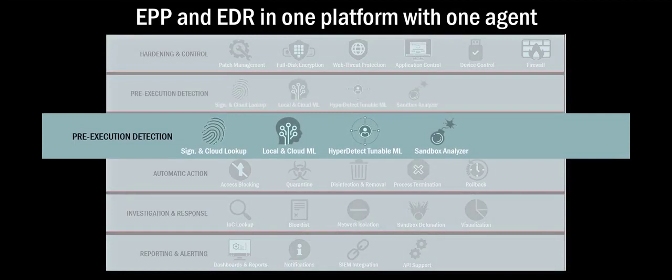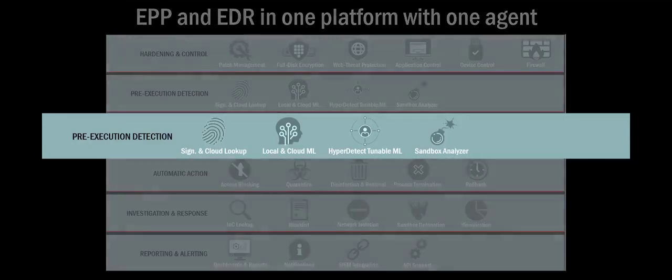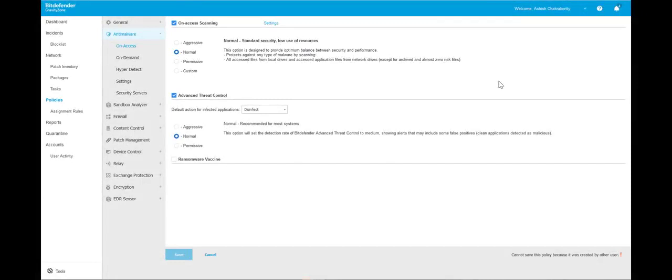Next, we'll focus on pre-execution detection of threats. Blocking threats at the pre-execution stage is very useful since remediation action is performed before the file is executed on the endpoint. GravityZone pre-execution detection techniques include Bitdefender's patented machine learning technology, which uses well-trained algorithms to predict, detect, and block zero-day threats.